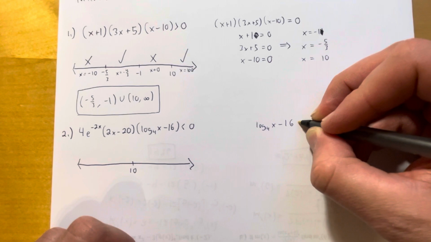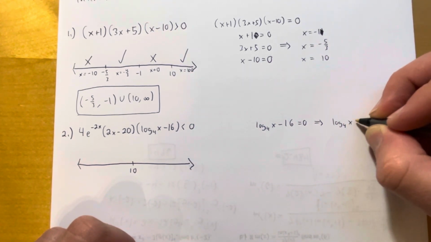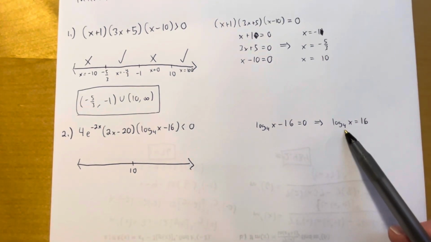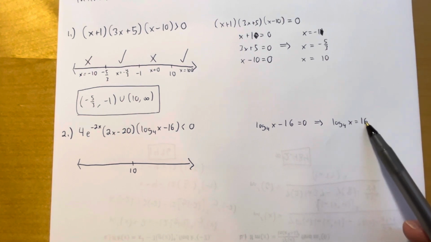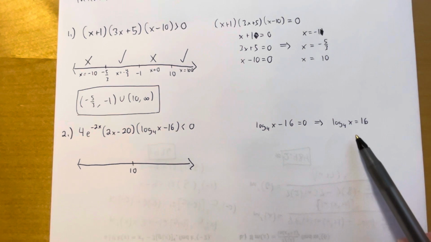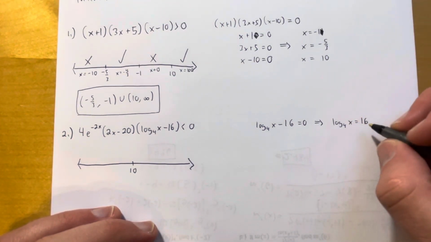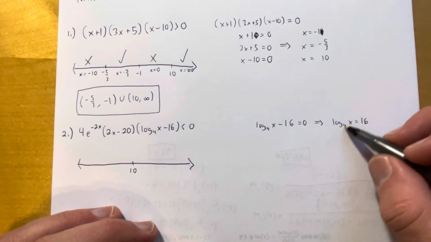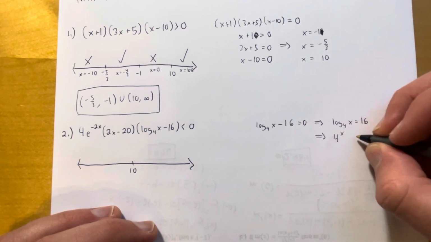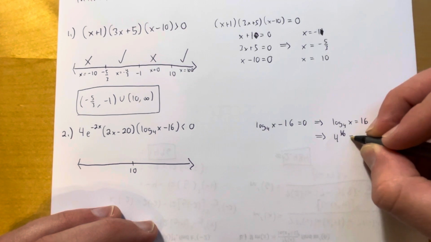Log base 4 of x minus 16 equals 0, which means log base 4 of x equals 16. And remember the way you think about logarithms, 4 to what power is equal to 16? Well, 4 squared is 16, right? Oh, you know what? I have this in the wrong order, though. Sorry, I should be saying 4 to what power? 4 to the 16th power, sorry, is equal to x.